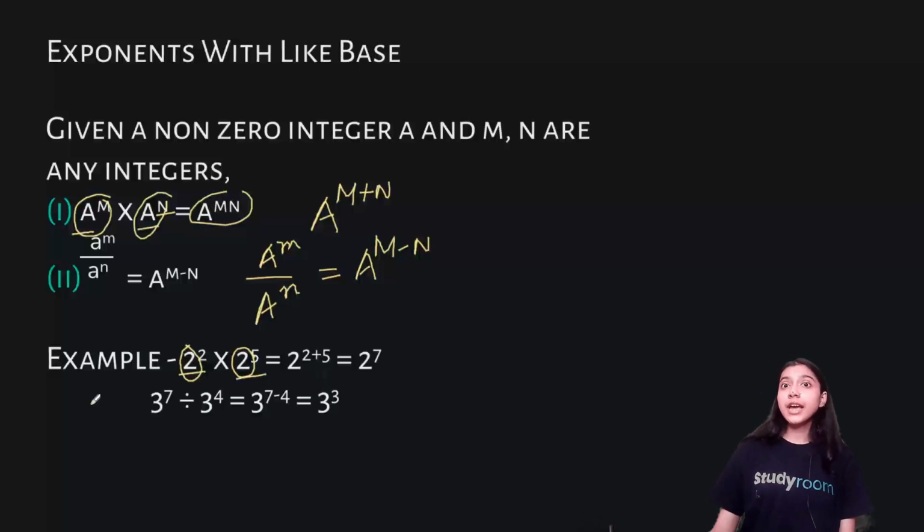Now, what if we have division? So, if we have 3 to the power 7, that is divided by 3 to the power of 4. The bases are same and they are divided, so their powers will be subtracted. So, ultimately we'll have 3 to the power of 7 minus 4, that is 3 to the power 3. So, the answer is 3 cubed.